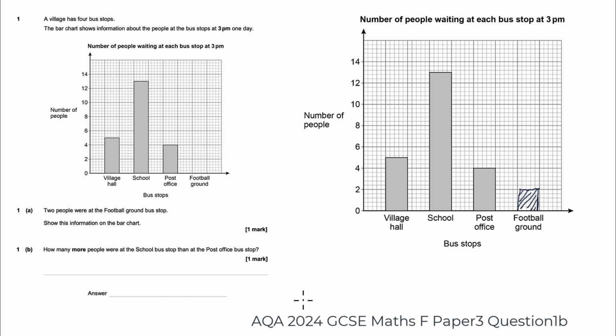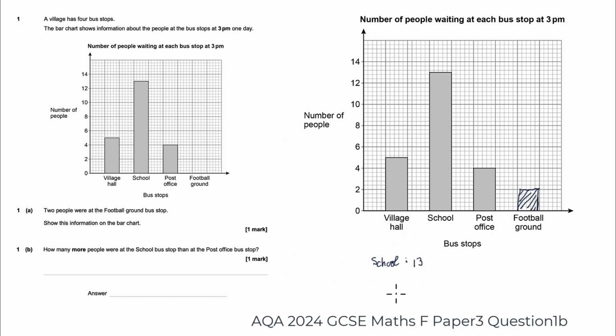How many more people were at the school bus stop than at the post office bus stop? Well, we'll need to find out how many were at each. So let's write this down. The school bus stop, let's go up that column and along. It seems to be halfway between 12 and 14. 5 wee squares are 2 people, so 2.5 squares would be 1 person. That's certainly halfway between the 12 and the 14. So there's 13 people waiting at the school bus stop.